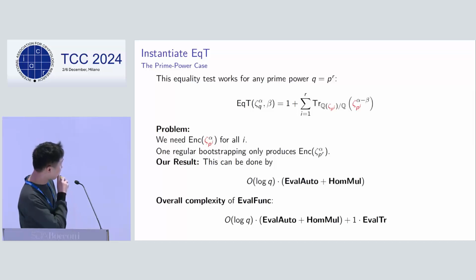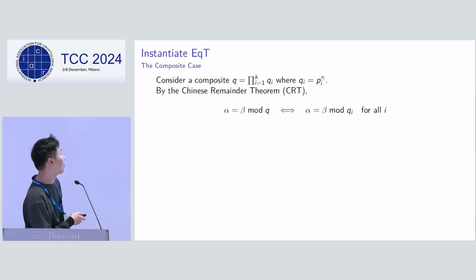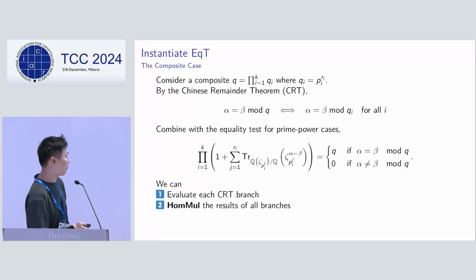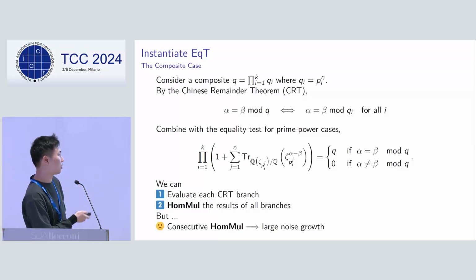In this case, by the Chinese remainder theorem, two elements modulo Q being equal is equivalent to them being equal in each CRT branch. So we can just combine CRT with the equality test for the prime power case. To evaluate this equality test, we can evaluate each CRT branch and then multiply them. But the problem is that the outer product would introduce large noise growth in the FHE domain.